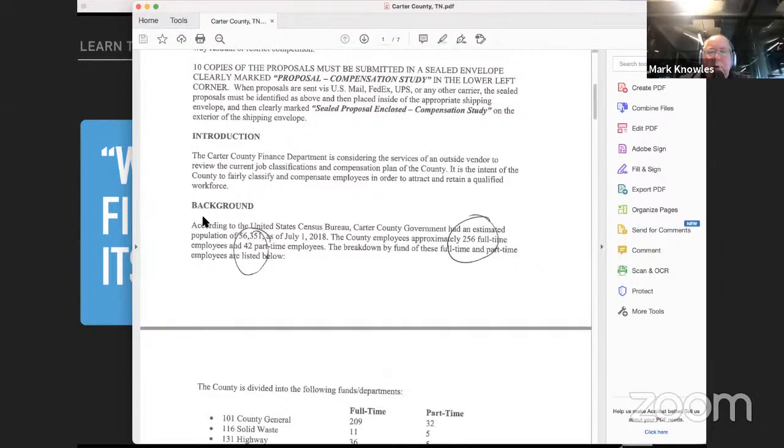And so, as you're reading this, if there's something they want you to respond to that you're not able to, you need to be clear back to them and say, I'm not able to do this.